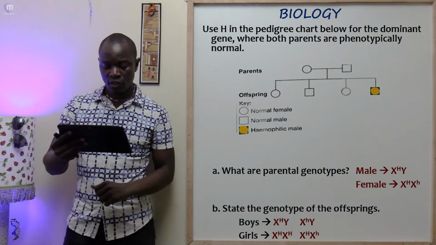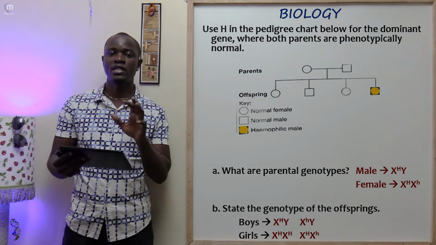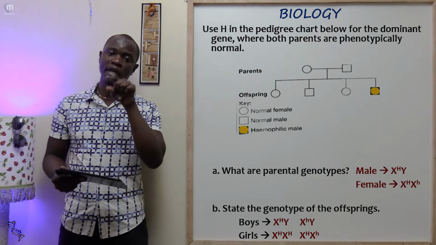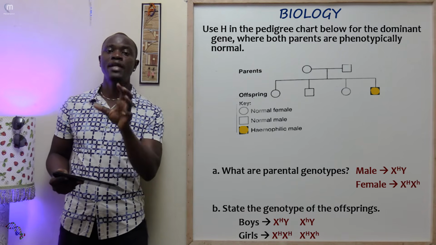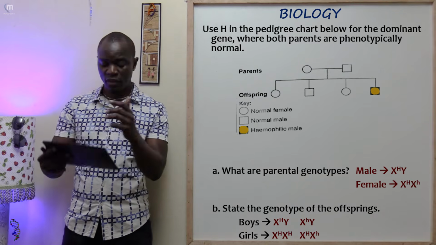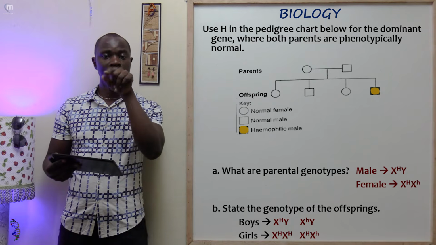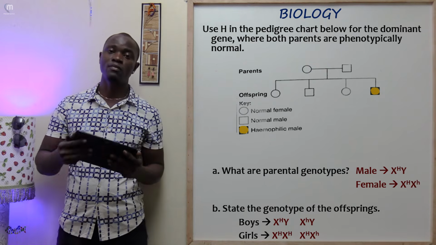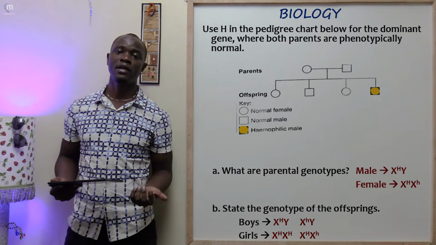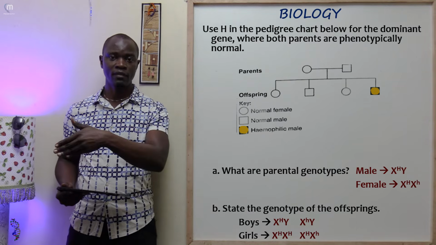Now in this case, what are the parental genotypes? For the male parent, we see that he is normal, so his genes remain X capital H and Y, because the male is normal. For the female, we see that she is also normal, so her genes are X capital H and X small h, to mean that the female is a carrier. Why is it that the female is a carrier? It's because, remember, we have an offspring that is hemophiliac.